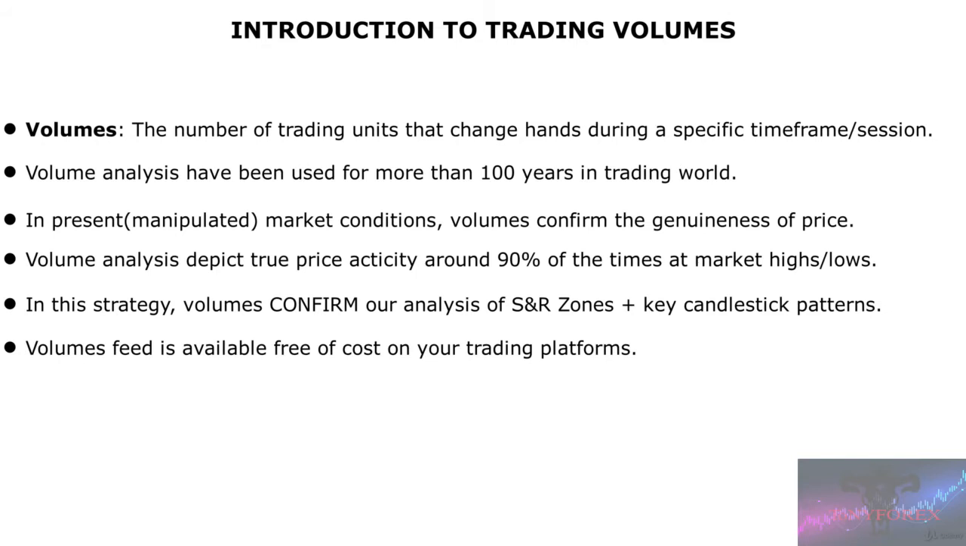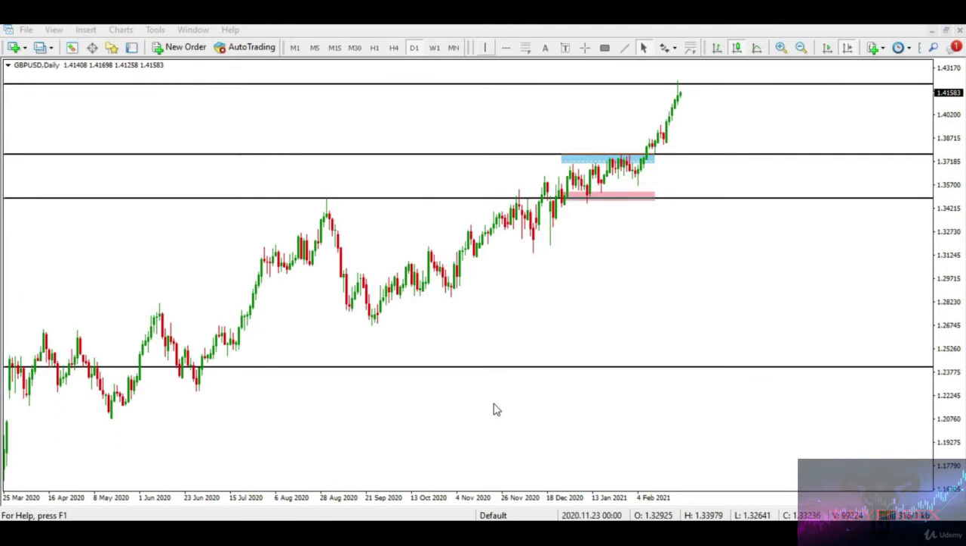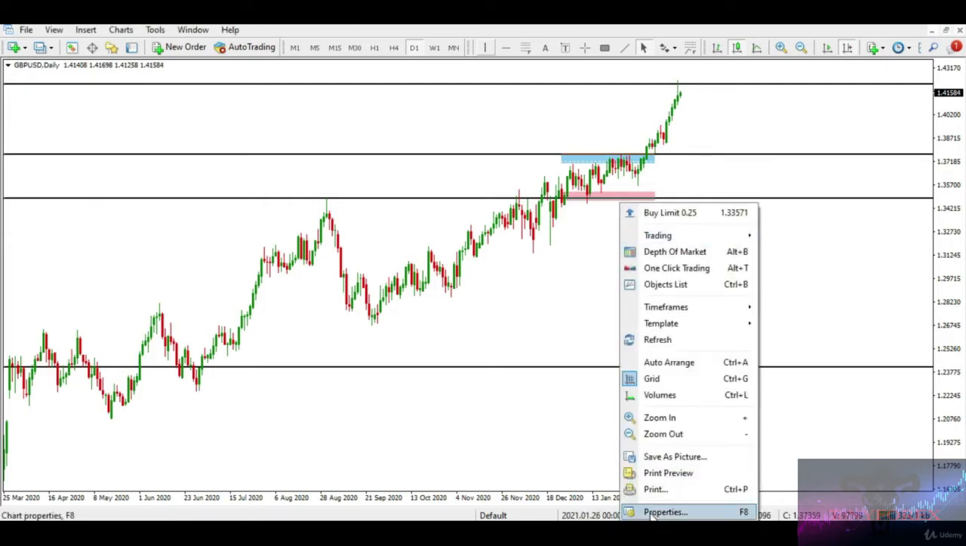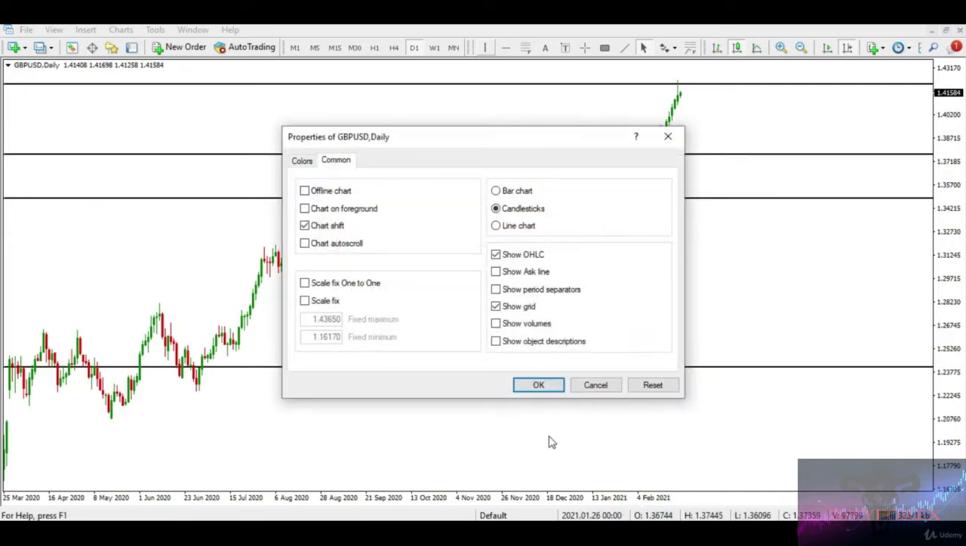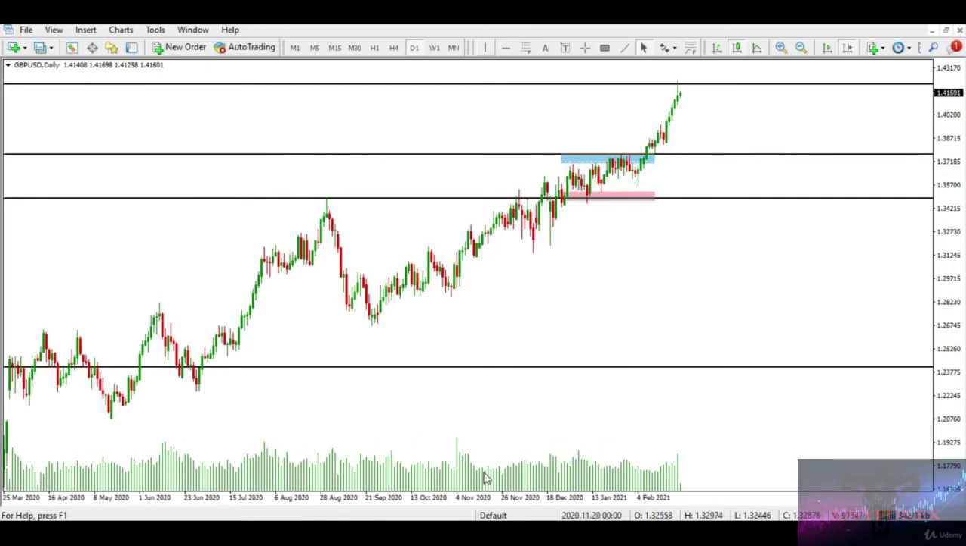I will quickly show you how to add volumes to your trading charts on MetaTrader 4. So guys, here I have a pound-dollar daily chart and I will add volume indicators to this chart. There are two ways to add volume bars to your chart. In the first method, you right click anywhere on your chart and then click on properties. Then you need to tick this box and you will be able to see volumes at the bottom of your chart. Although all the volume bars are of the same color, so I actually prefer the second option on MetaTrader 4.